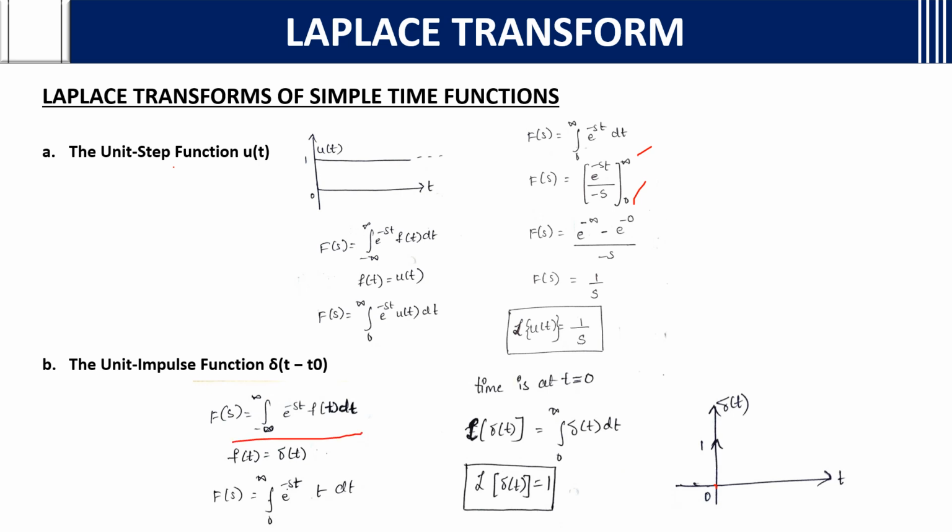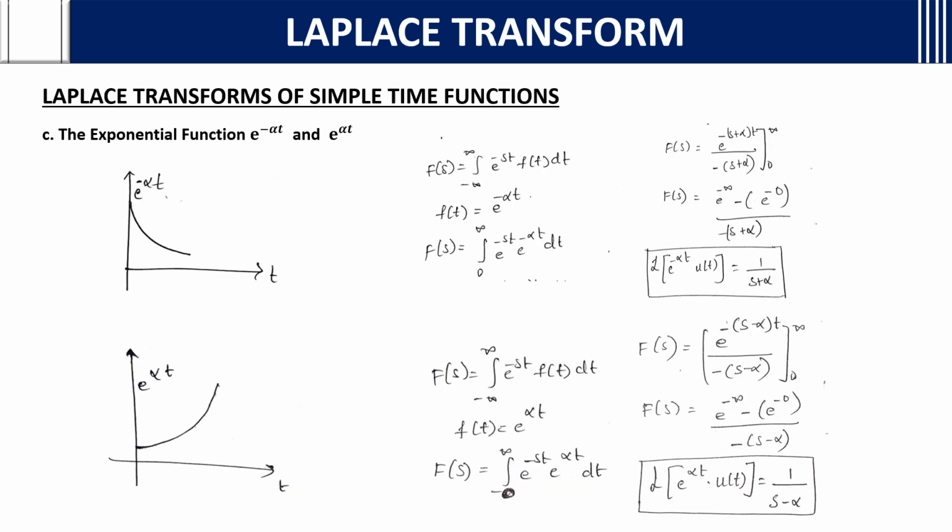But we consider initially the 0th position as the impulse function. So the same formula you are going to write. In the place of f of t, you will substitute delta of t. F of s is equal to 0 to infinity e power minus st into delta of t dt. You know that there is a time t is 0. So Laplace transform of delta of t is equal to 0 to infinity delta of t dt. Delta of t dt is equal to 1. So the Laplace transform of delta of t is 1.